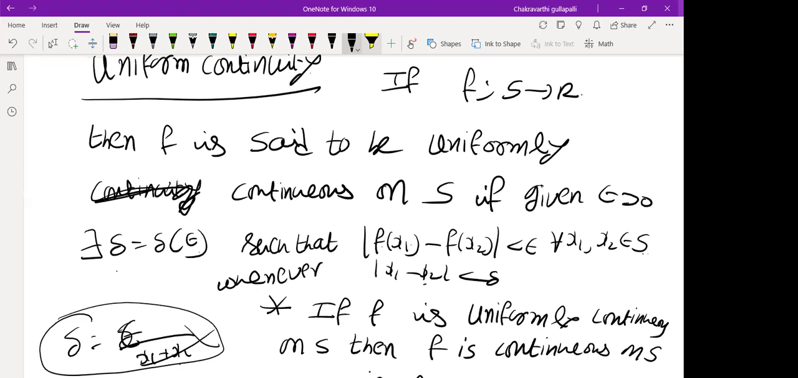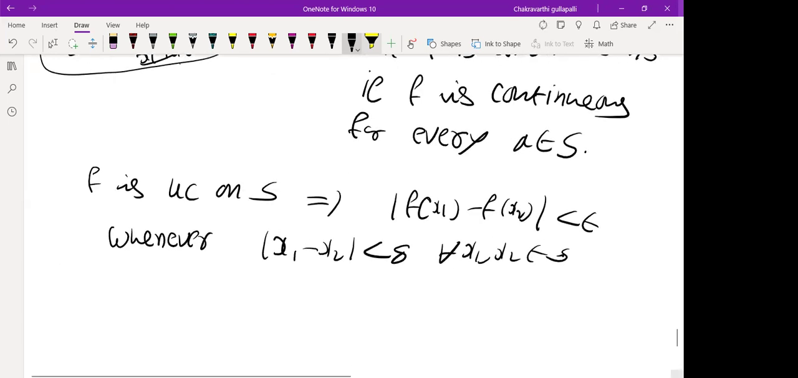That means whenever x1 is close to x2, f(x1) is very close to f(x2) because the difference is small. Whenever x1 is close to x2, if f(x1) is close to f(x2), then we say the function is uniformly continuous. So when it is true for all x1 and x2, in particular, if I give specific values also it should hold good.